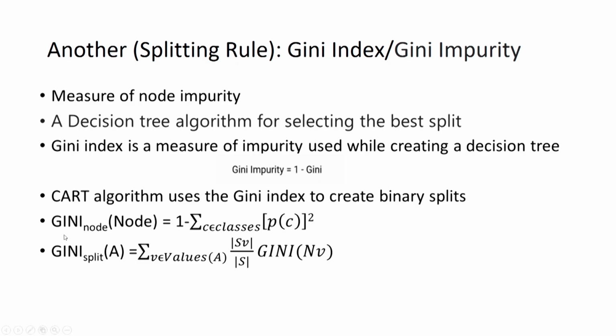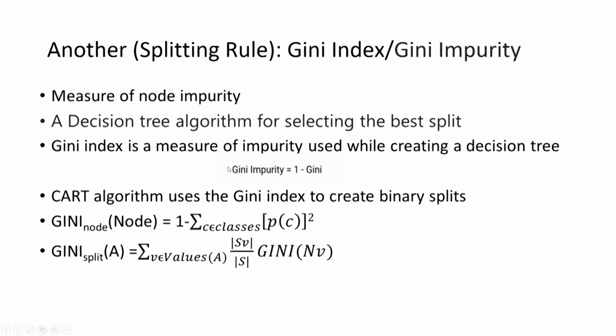First of all, Gini is defined, and we can calculate Gini for each and every node. It is defined as 1 minus the summation over all the classes of the square of the probability of that class. So, in any node, if we have 2 classes, we calculate Gini as 1 minus the square of the probability of getting one class, plus the square of the probability of getting the other class. We take the sum of these two and subtract it from 1, and we get the Gini of that node.